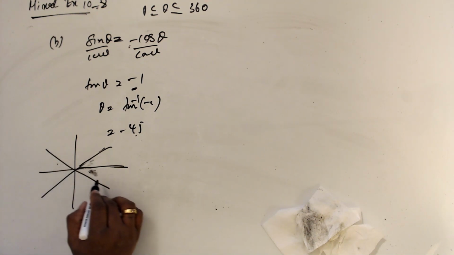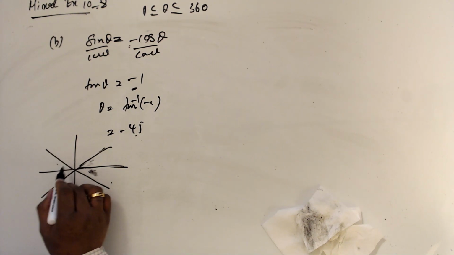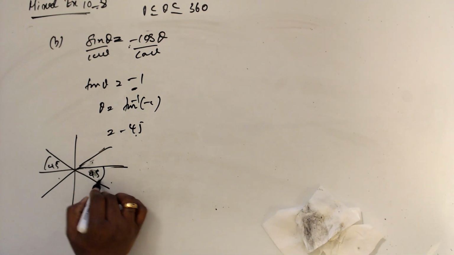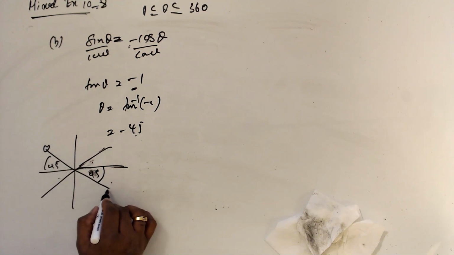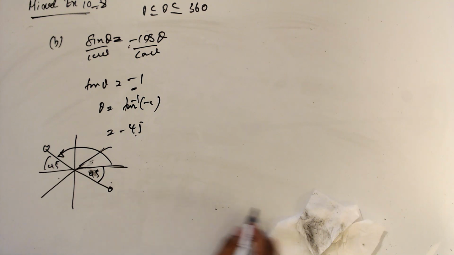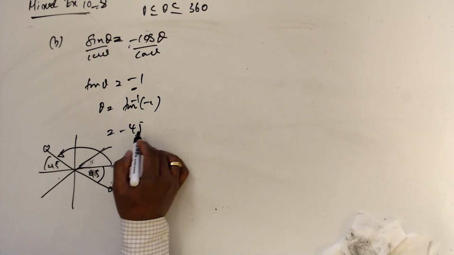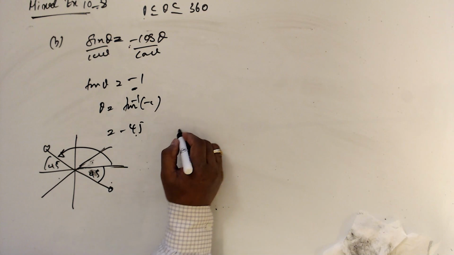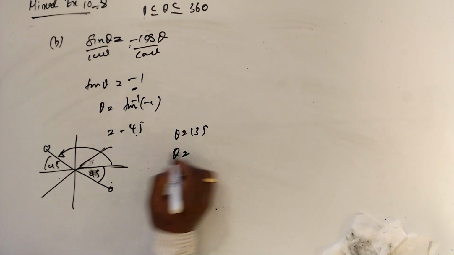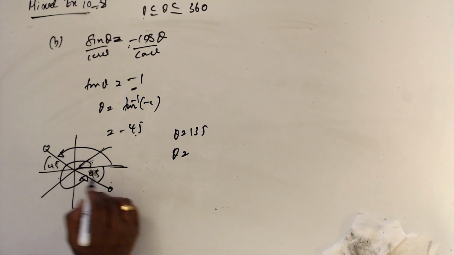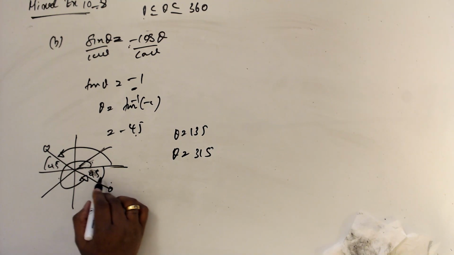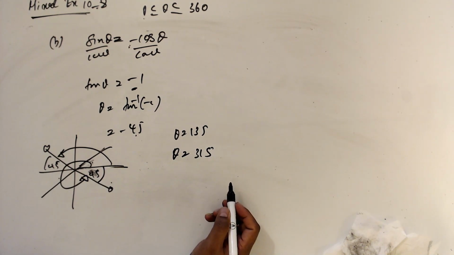Second quadrant and fourth quadrant. So this is 45. We don't need to write 45 here because we are in the second one and the fourth one. The first angle is this one, because I can't take 45 less. The first angle is 135. The second one is 315: 360 minus 45 is 315.